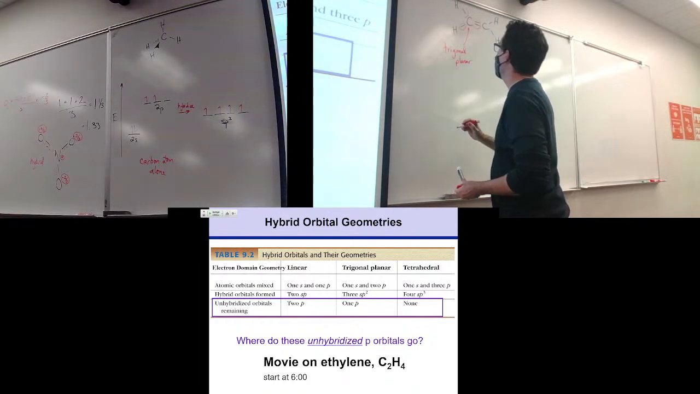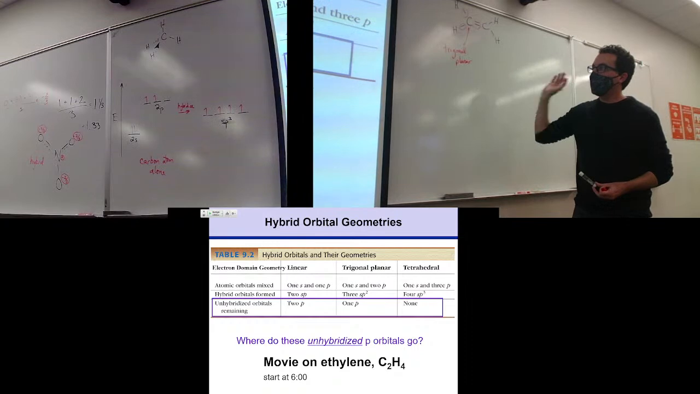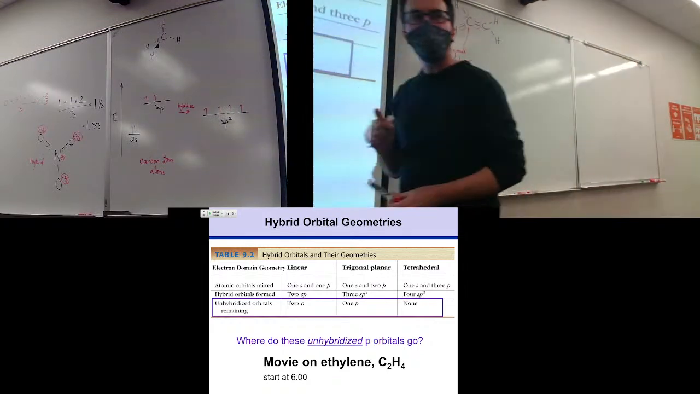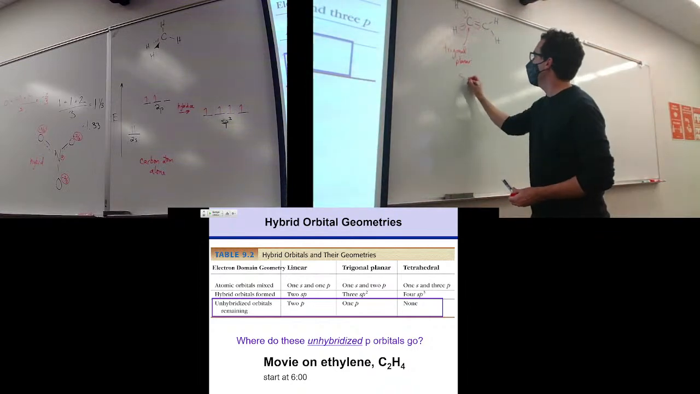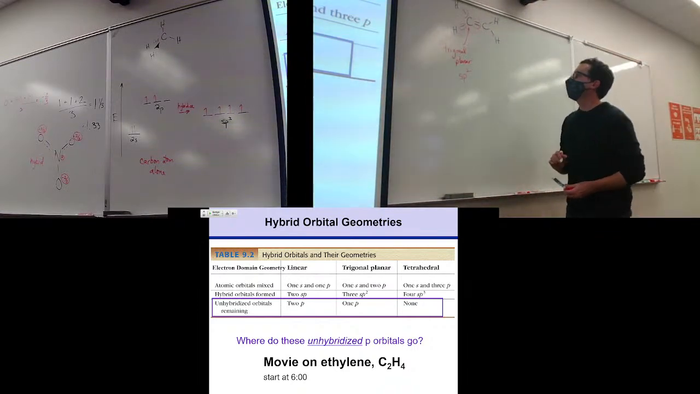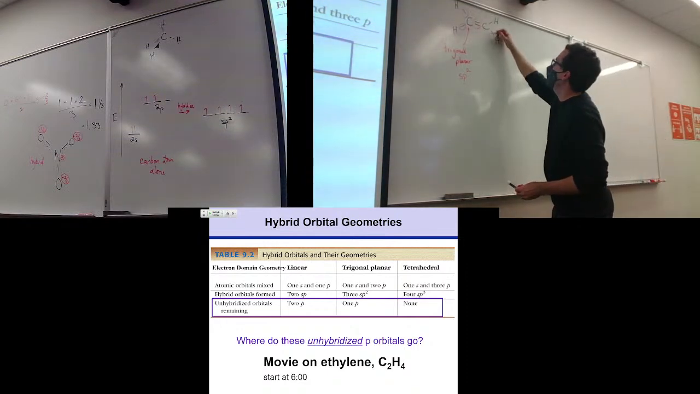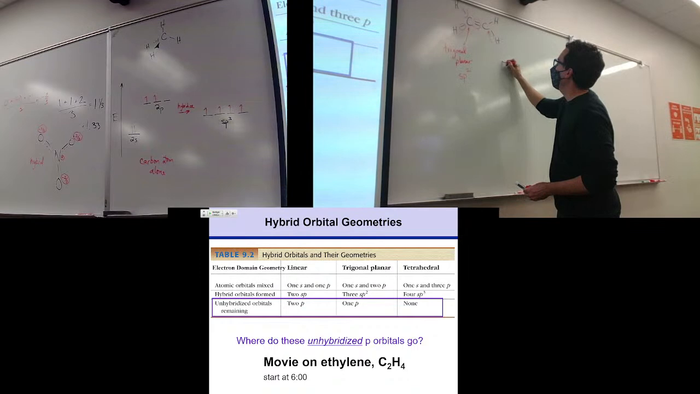Planar, electron geometry. So if it's trigonal planar electron geometry, I know immediately the hybridization on that carbon is sp2. That's the same for this one. This carbon is exactly the same. Trigonal planar, sp2.